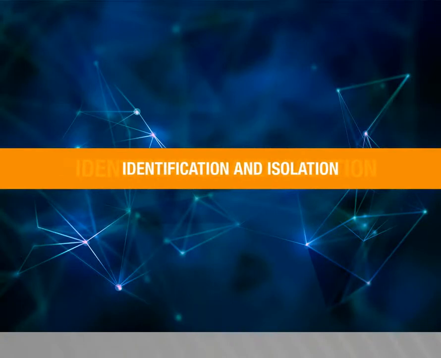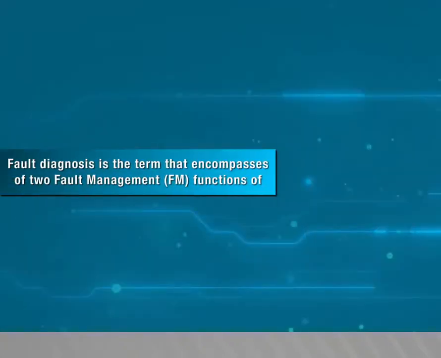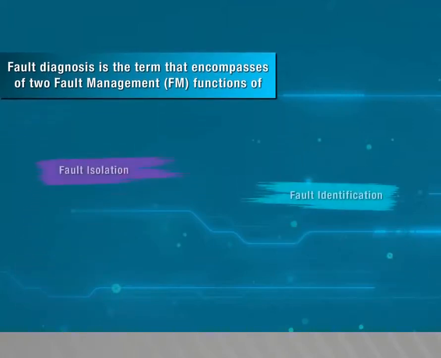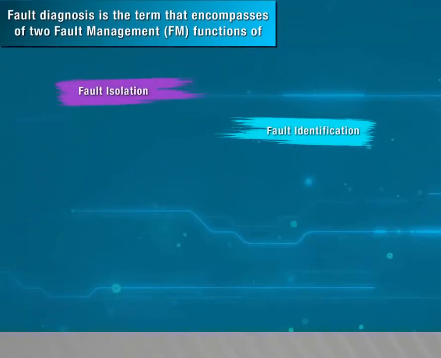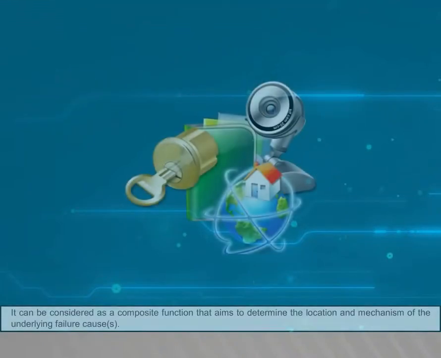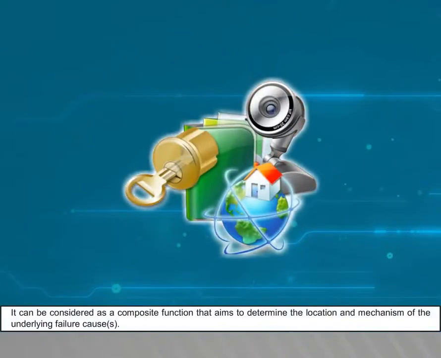Identification and isolation. In this video, we are going to see about identification and isolation. Fault diagnosis is the term that encompasses two fault management (FM) functions: fault isolation and fault identification. It can be considered a composite function that aims to determine the location and mechanism of the underlying failure causes.